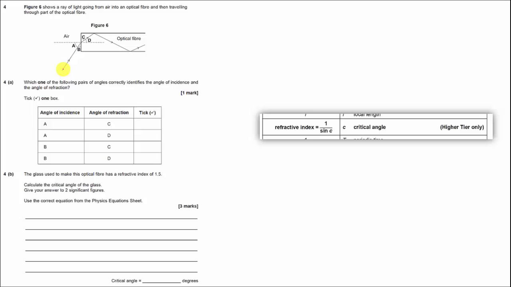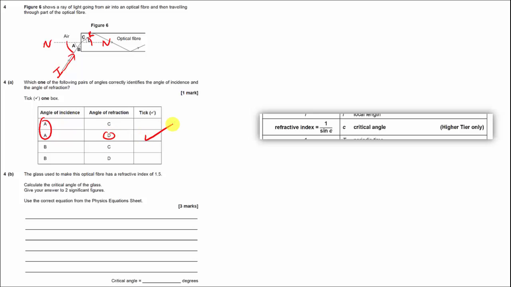Okay, so the ray comes in this way, it is then refracted, and we've got a normal line drawn on here. The angle of incidence is measured from the incident ray to the normal line. So angle of incidence would be A, so it's one of these two being correct. The angle of refraction is measured from the refracted ray to the normal line, which would be D. So it's A and D, it's this one.